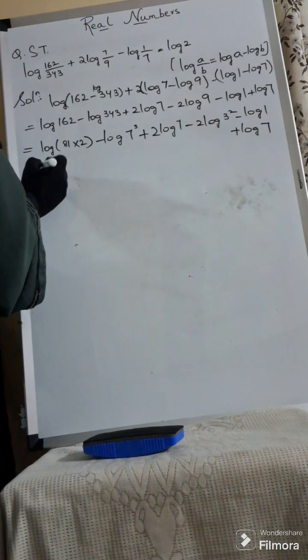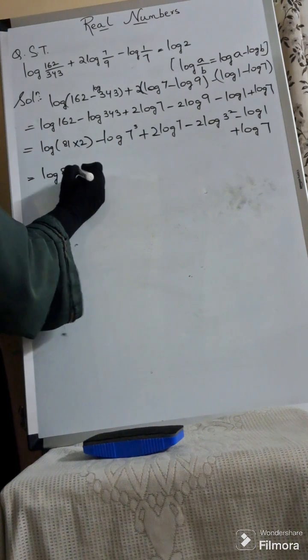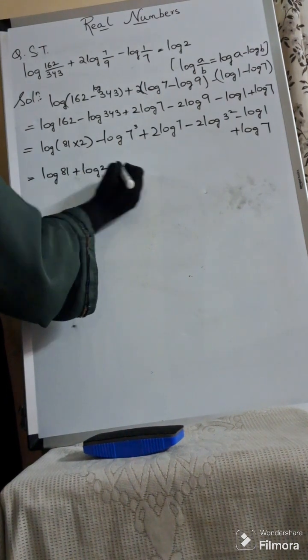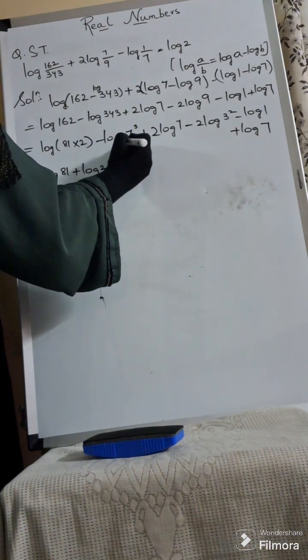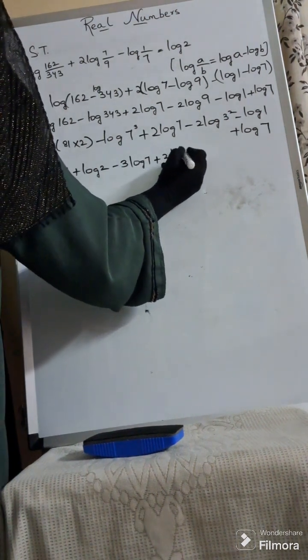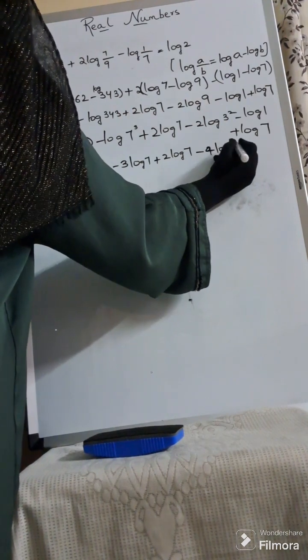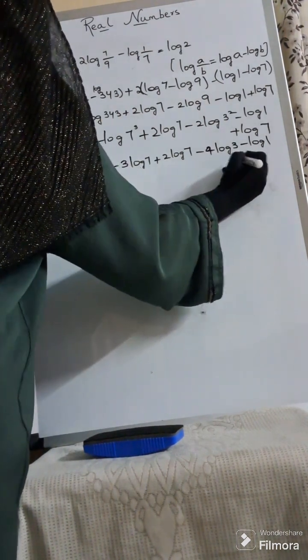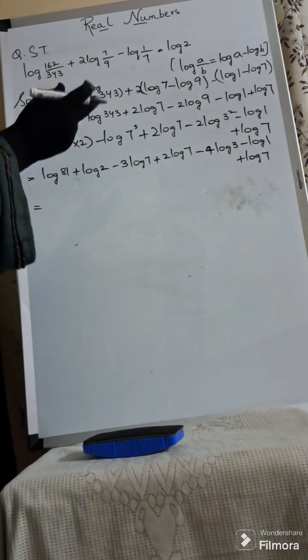Now here again, this can be written as log AB is there. So the formula is log A plus log B. So log A plus log B minus, this is in the form of log x^n = n log x. So 3 log 7 plus 2 log 7 minus, again x^n. So 2 2's are how much? 4. So 4 log 3 minus log 1 plus log 7. Now see here, 81 can be written as 3 3's are 9, 9 3's are 27, 27 3's are 81.